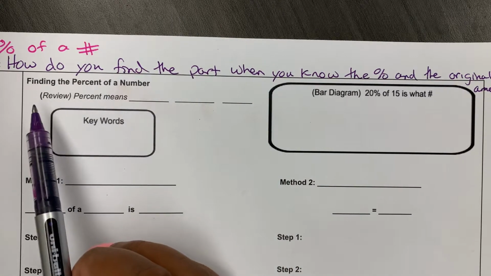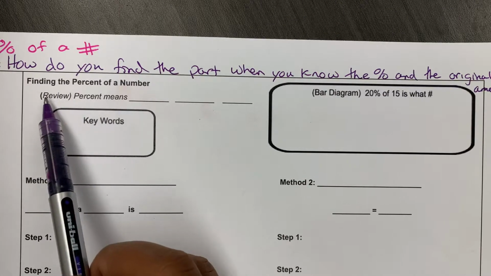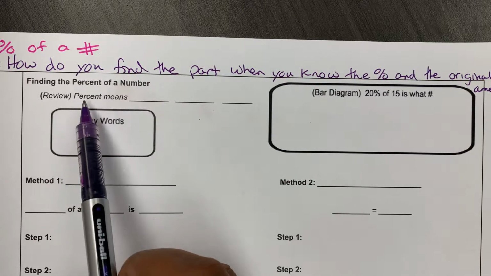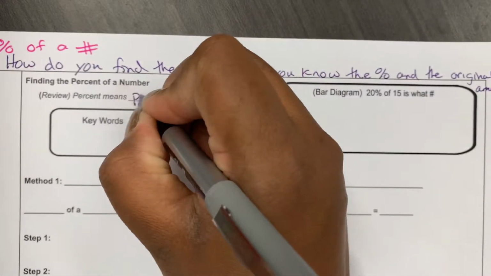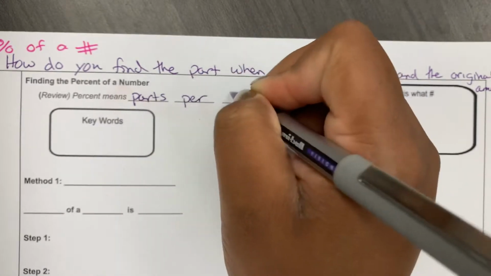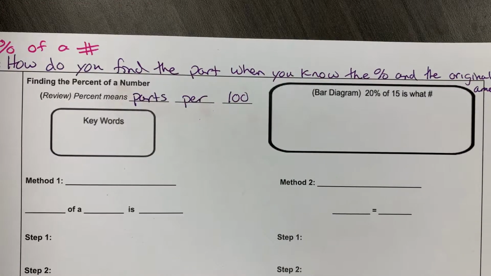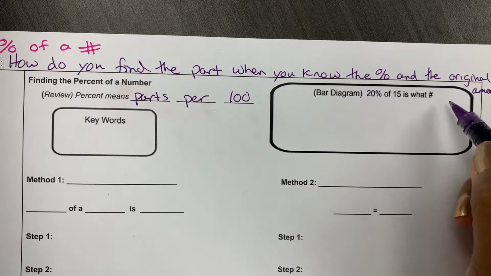But first, let's review. We spent a little while working on what percent means. So as a review, percent is always compared to 100. So it means parts per 100. And then if we do our bar diagram, we have a little problem here. 20% of 15 is what number?